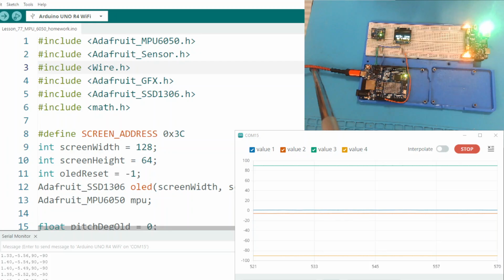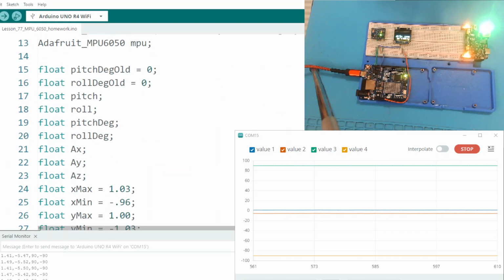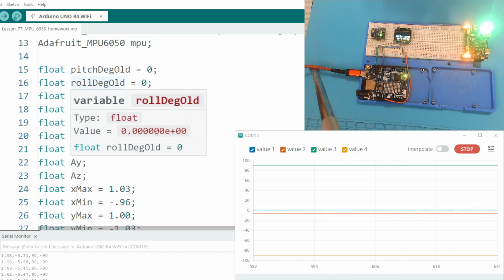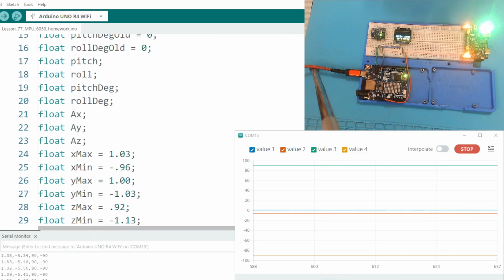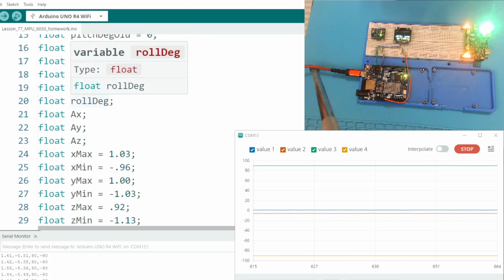And one of the things we have to do in order to do the pitch and roll, we have to import math, to start with. And here we go. I added a couple variables, pitch degree old and roll degree old. That's so I can do the low pass filter. For pitch and roll, I added pitch degree and roll degree.